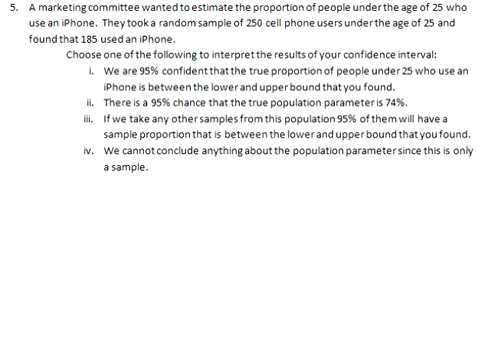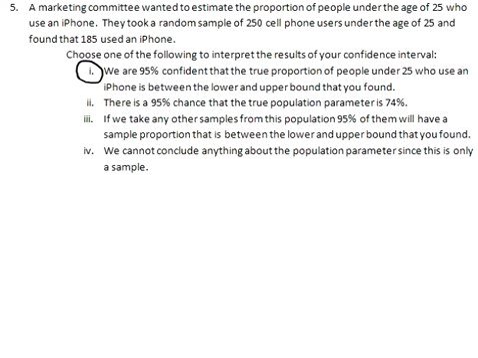For problem 5, we want to interpret the confidence interval that we found in part 4. We have 4 options to choose from, and only one of them makes sense. We have seen that the interpretation of a confidence interval follows the pattern that we have written down here for part 1. We are 95% confident that the true proportion of people under 25 who use an iPhone is between the lower and upper bound that we found in part 4.